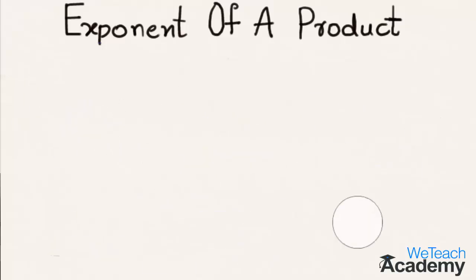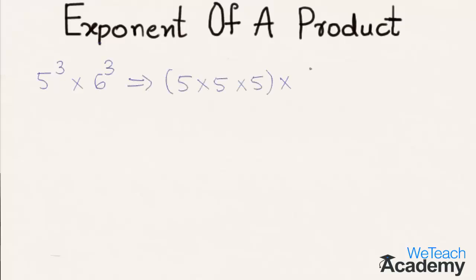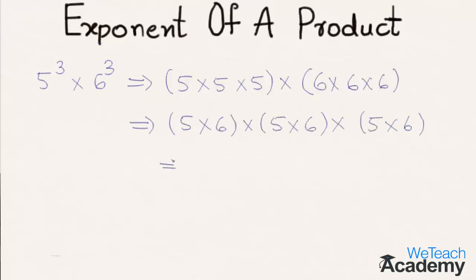And coming to the second example, which is nothing but 5 raised to the power 3 into 6 raised to the power 3. So we can write this as 5 multiplies itself for 3 times into 6 multiplies itself for 3 times. This can be written as 5 into 6 multiplies itself for 3 times. That is nothing but 5 into 6 raised to the power 3. So here we can say that 5 raised to the power 3 into 6 raised to the power 3 is equal to 5 into 6 whole power 3.